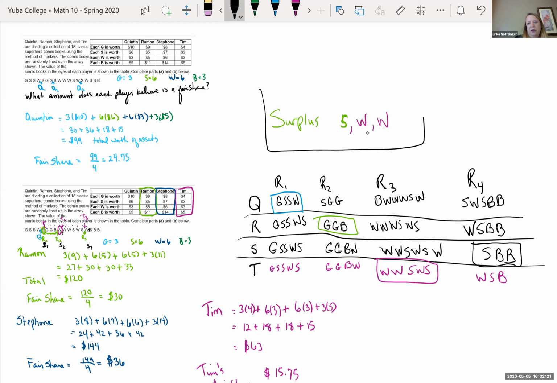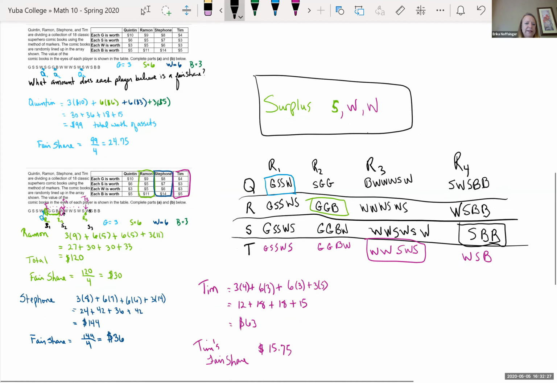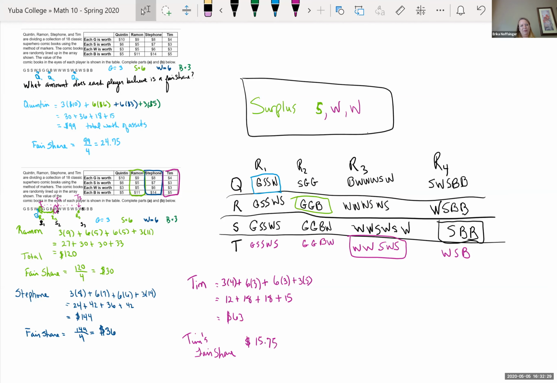Okay, so it took a little while, but we figured out who got what, by putting in the markers of what they believed their fair share was. So that is the method of markers and how you would go about and have a fair share division using the method of markers. Hopefully you guys understand that.